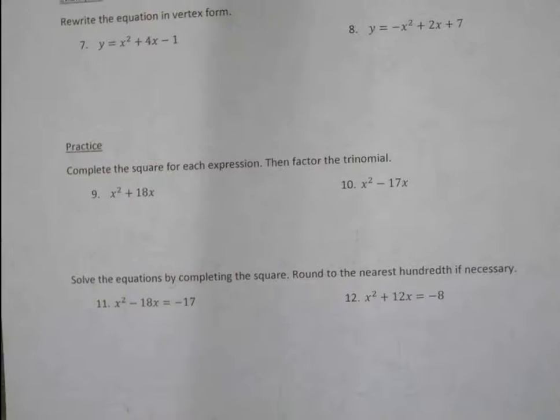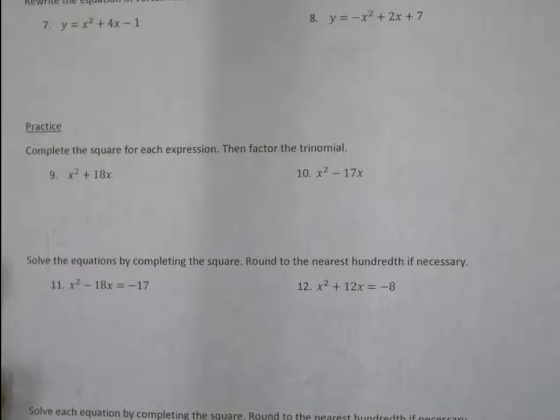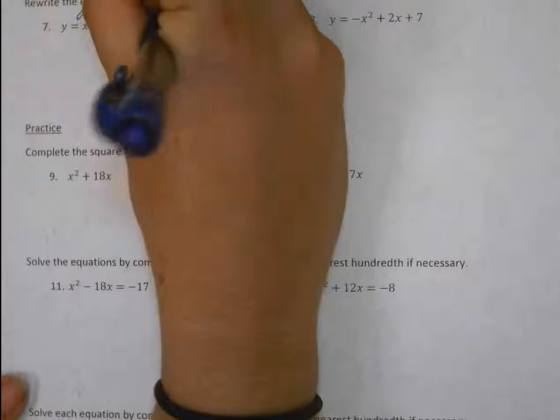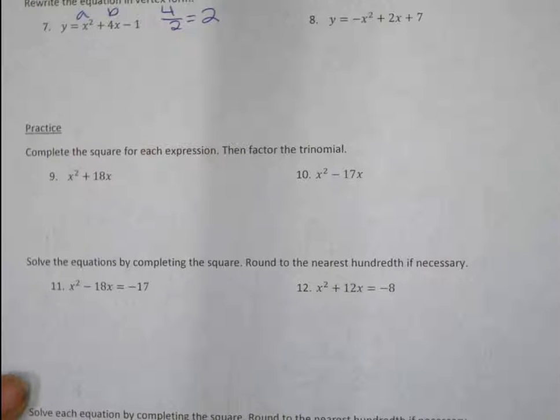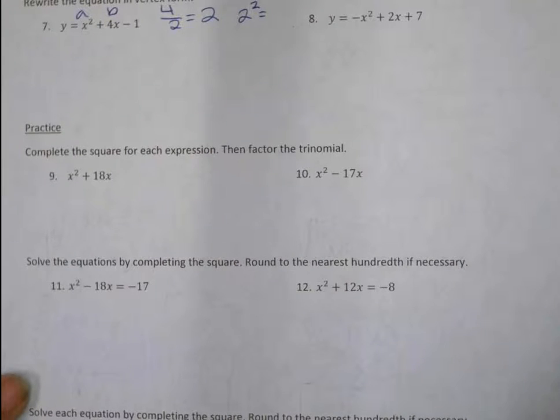So the last thing is I can rewrite quadratic equations. I can change them into vertex form. So same thing as before. I figure out my b value, which is 4. Then I divide by 2, which gives me 2. This part's the same. Then I need to figure out what 2 squared is. What's 2 squared?